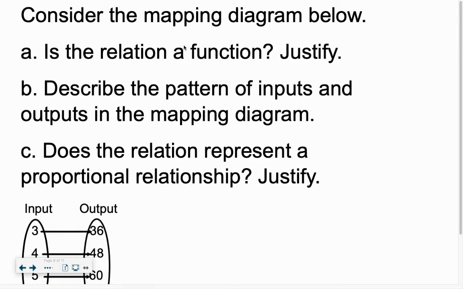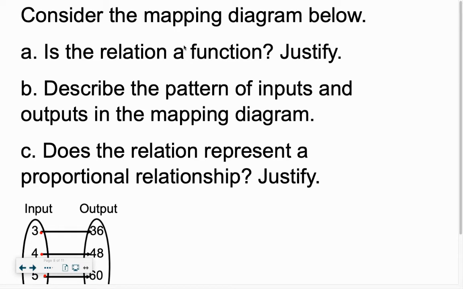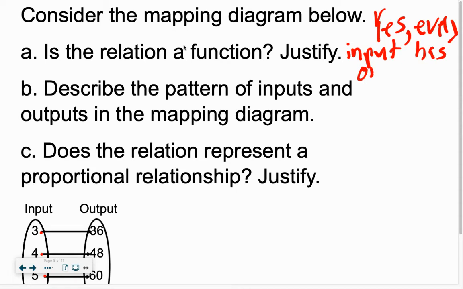Consider the mapping diagram below. Is the relation a function? Justify, so we'll say yes or no. Describe the pattern of inputs, and then does it represent a proportional relationship? Justify. Let's take a look down there. Does every input have exactly one output? Looking at the 3, the 4, the 5, and the 6, do they have exactly one arrow, one output? Yes, they do. So then you can quickly do that for part A, yes. And then justifying, every input has exactly one output.